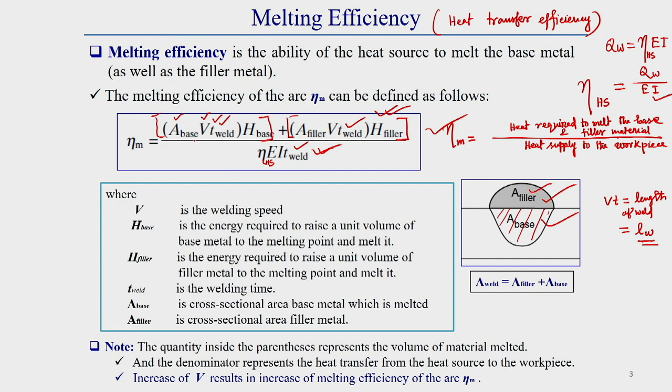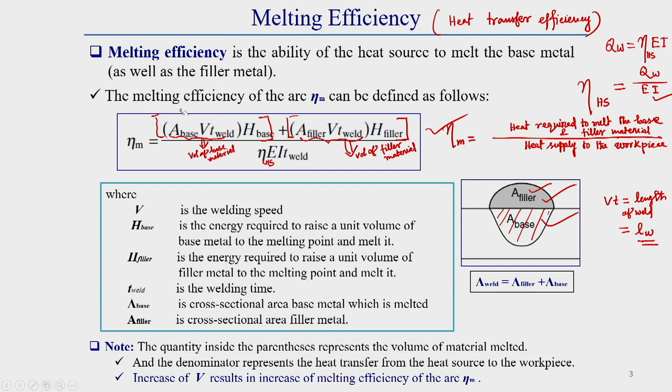That is the volume of the weld. These terms, from here to here, represent the volume of base material melted. Similarly, the parenthesis portion represents the volume of filler material melted. That we can easily get from here.